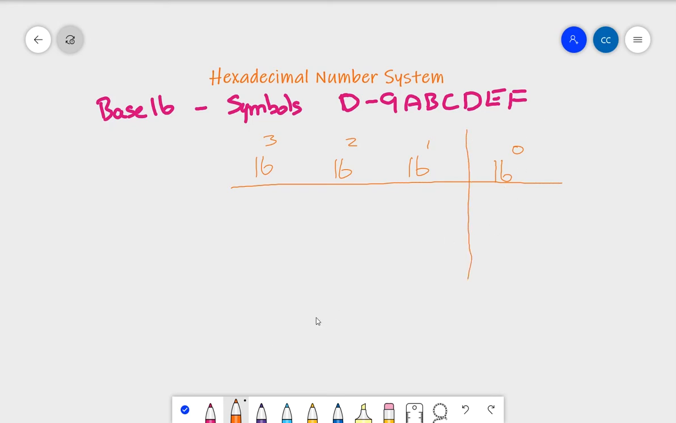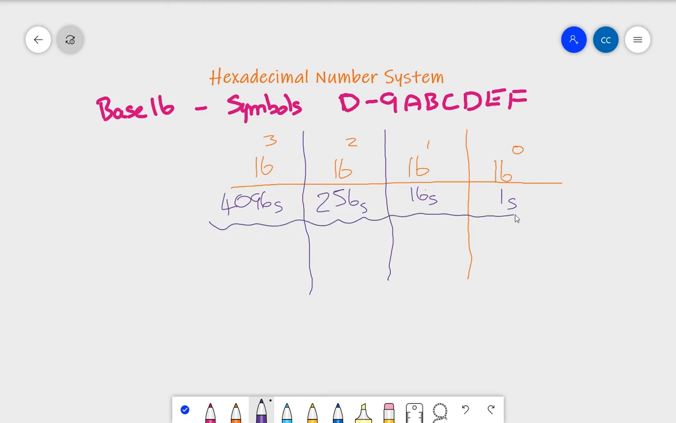So the 16 to the power 0, what is that? That is the ones column. 16 to the power 1, that is the 16s column. 16 to the power 2 is the 256 column. And 16 to the power 3, which is 16 times 16 times 16, is the 4096 column. So you can see that the numbers are getting really big as the power increases. But it is possible to represent any number using this system.